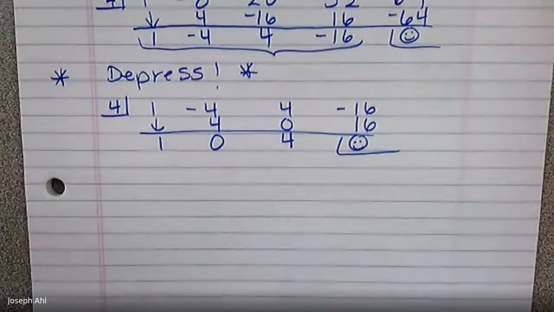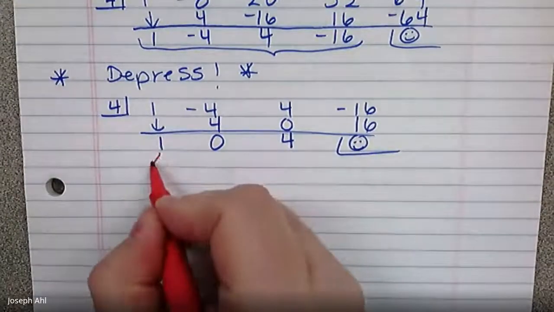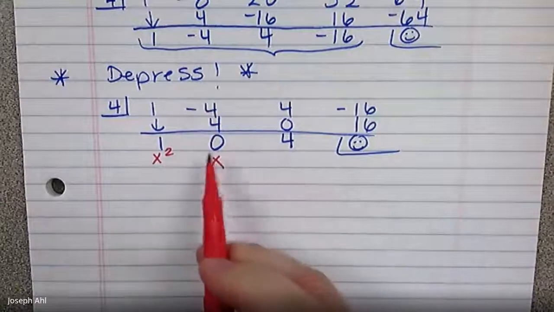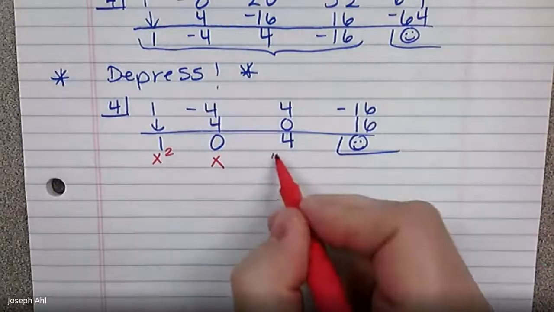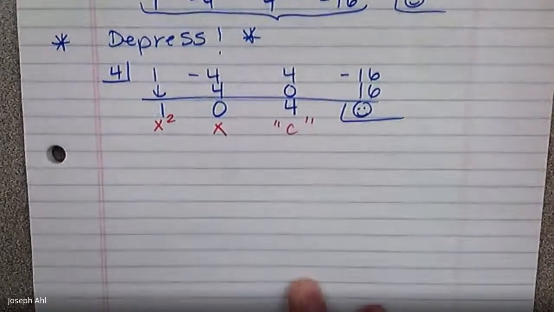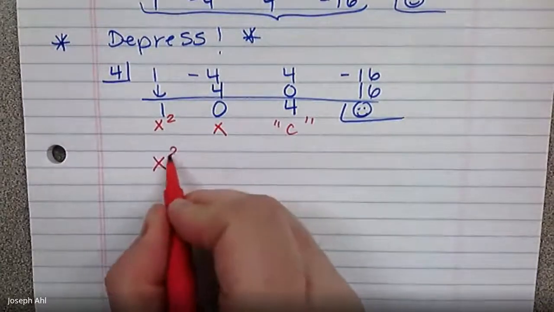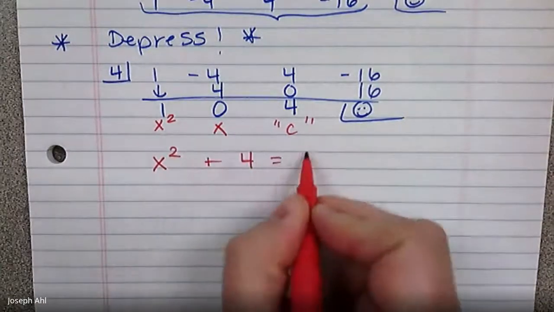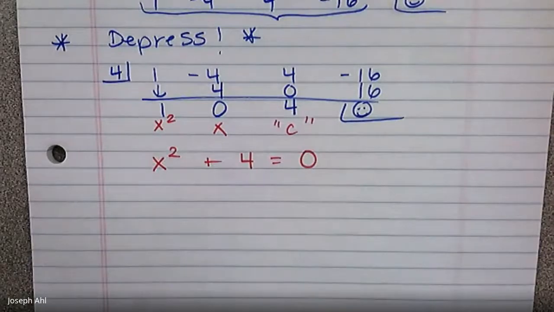So what do we have in the end? I mean, this looks a little bit different, but we have x squared, the coefficient is 1. When the coefficient of x is 0, there's no x term in your equation. This is the constant at the end. So when I write the equation, it's going to be x squared plus 4 equals 0. That's the quadratic we would solve to find the other two solutions.